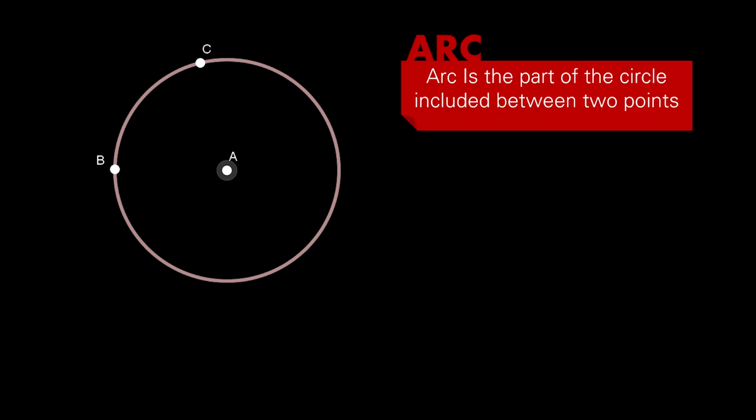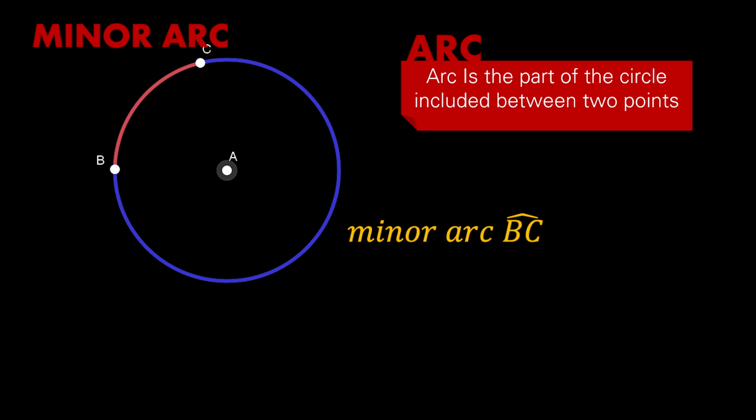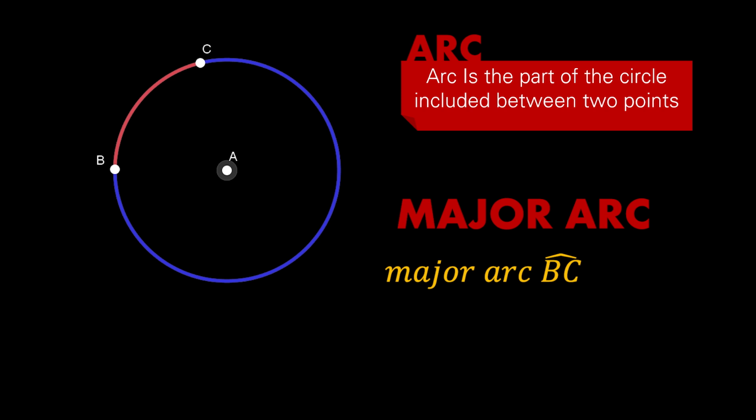There are two arcs determined by points B and C. By the way, an arc is defined as the part of the circle included between 2 points. The shorter one is called a minor arc. So this one, arc BC, is a minor arc. We call it minor arc BC. The longer one is called the major arc. And we call it the major arc BC.